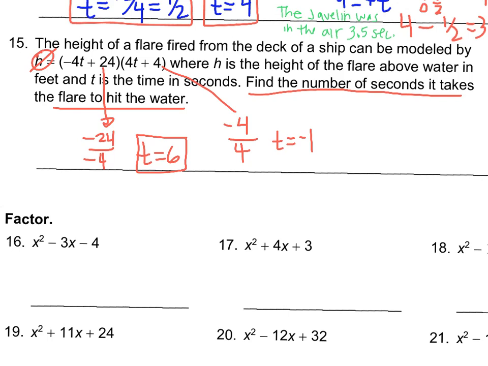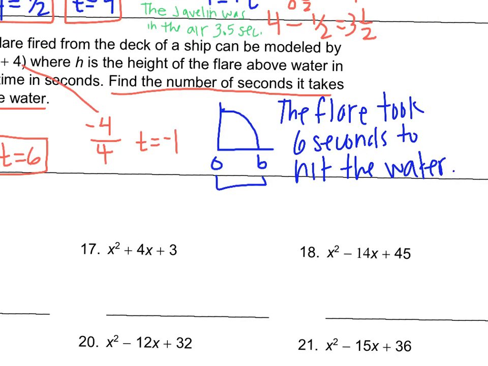Now, since time is not negative, and this is a realistic problem, time starts at 0. So whatever it was doing before that, I really don't know, at least my parabola, okay? But I know that wherever it started, it came down, and it didn't hit the ground again until 6 seconds. So from 0 to 6 is 6 seconds. That means the flare took 6 seconds to hit the water. Here you can see that I wrote my answer. The flare took 6 seconds to hit the water.